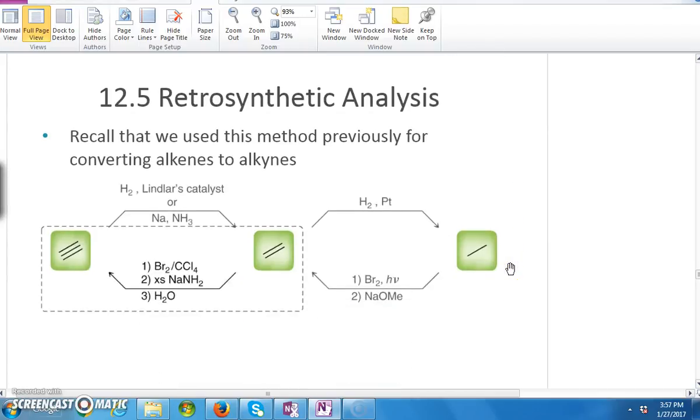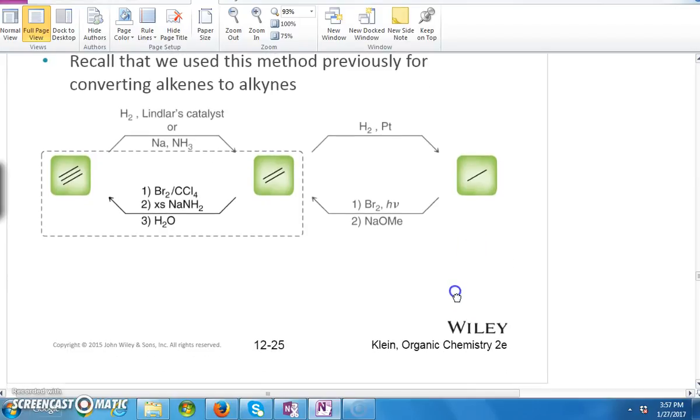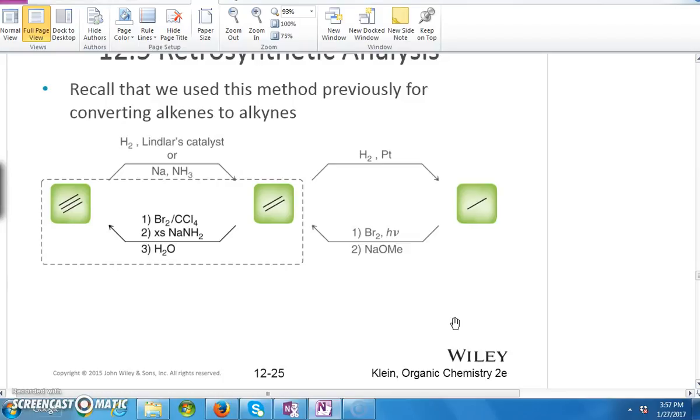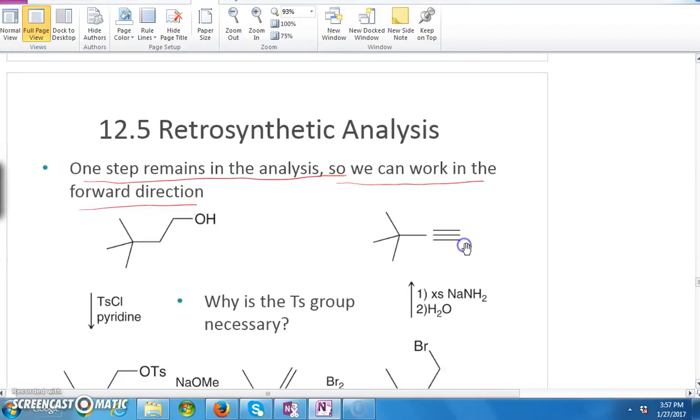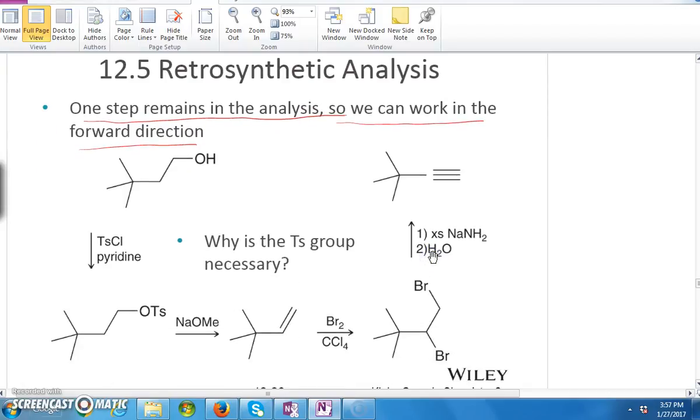So these are just some examples that we have looked at. I'm not going to talk more about this because I already reviewed it earlier. How do you convert an alkene to an alkyne? These are things we already talked about. So one step remains in the analysis, and that is how do you go?